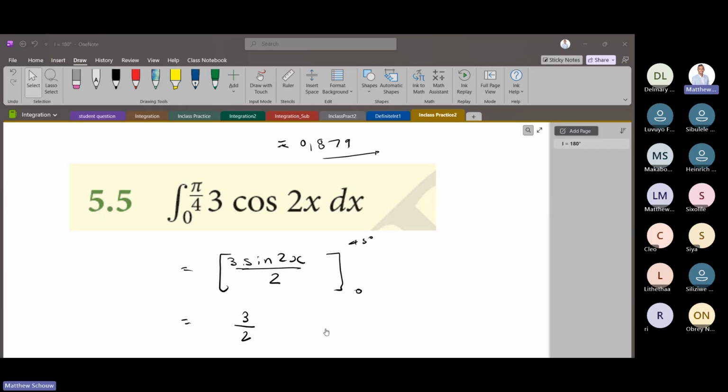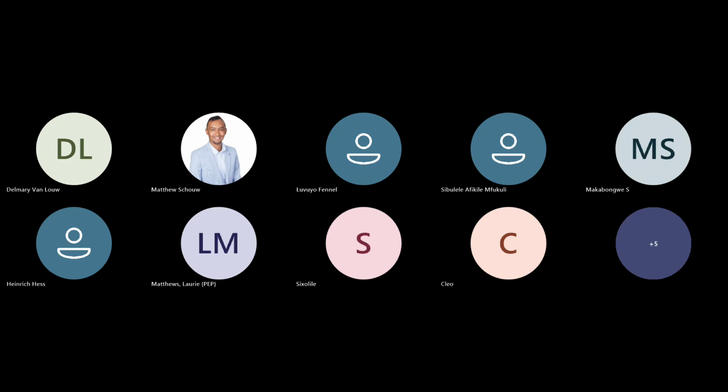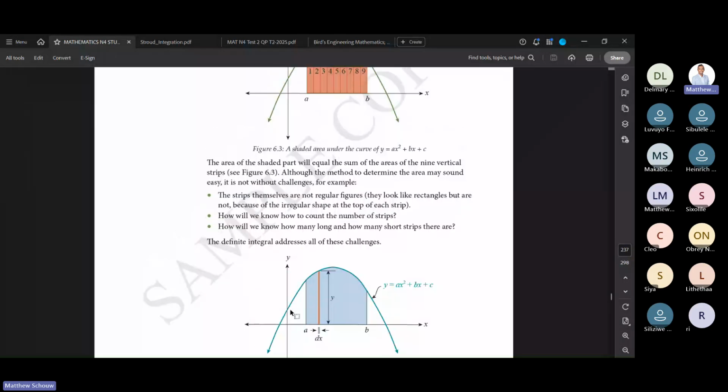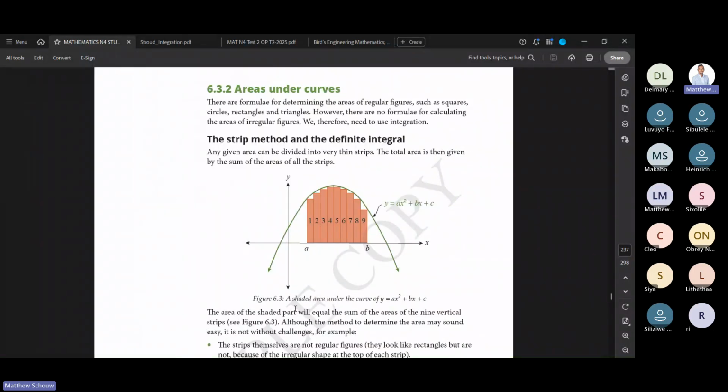Colleagues, can we proceed? Was there any questions with this one? Because now we can do areas under the curves. Theo, Damuri, Heinrich, Liteta, Luvuyo, Makapongwe, can we move? Lori, Aubrey. Yes, sir. Okay, perfect. So let's move on to the next section. Let me just quickly share. Integration is easy, guys. It's easy, promise you. So we're doing areas under the curves.